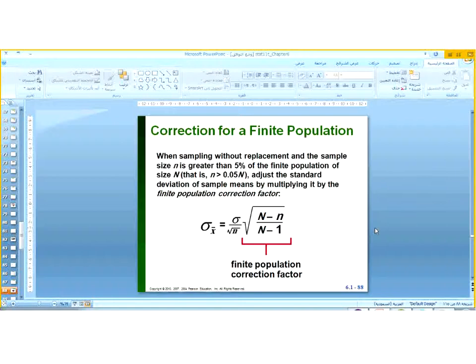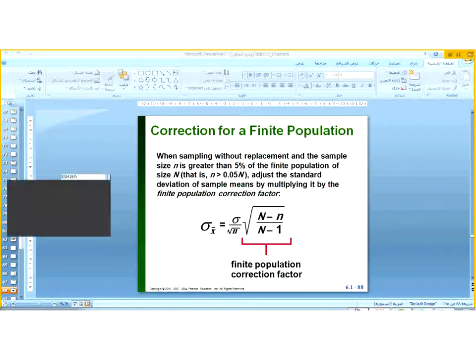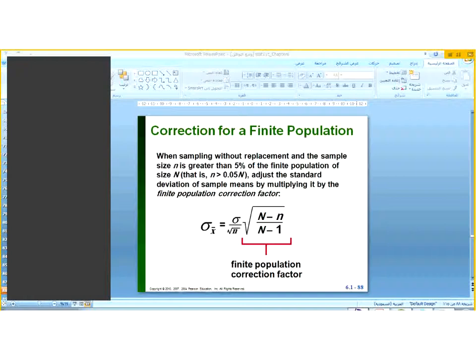When we have a finite population, there is a correction for the variance when sampling without replacement. And if the sample size n is greater than 5% of the finite population of size N, that is n greater than 0.05 N, we can adjust the standard deviation of the sample mean by multiplying it by the finite population correction factor. Do you see?